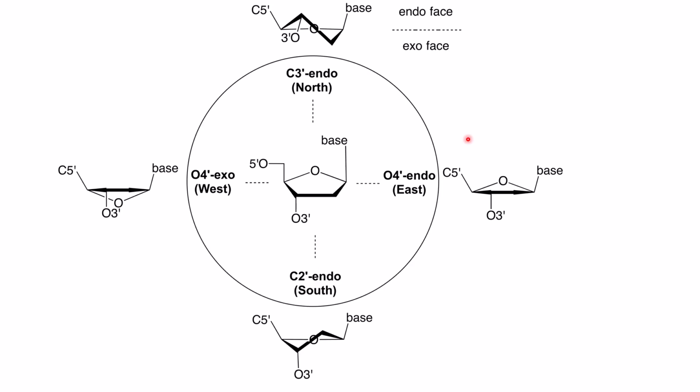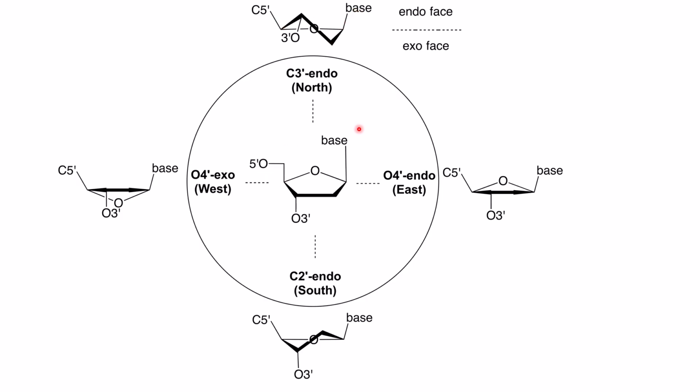Now what is exo conformation? Exo conformation means the carbon atom that is displaced is on the opposite side of the base. Now this is C2', the second carbon atom. This is C2' exo conformation. That is, the second carbon atom is below the plane and away from the base.